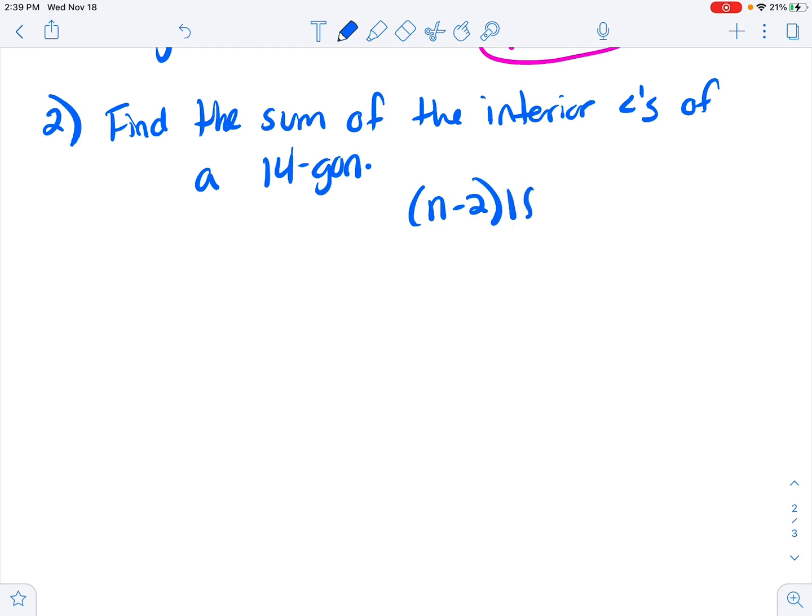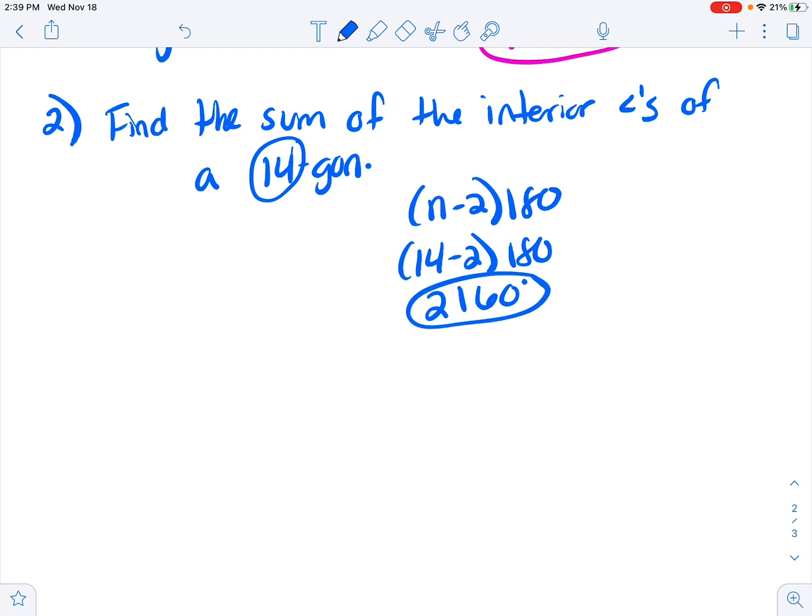So n minus 2 times 180. Well, what's n? N is how many sides the figure has. So that's going to be our 14. So we have 14 minus 2 times 180. Okay, so simplify that down. 14 minus 2 would be 12. And then we can take 12 times 180. And we know that all of those interior angles add to be 2,160 degrees. So that's the sum of all of the angles added together in a 14-sided figure.